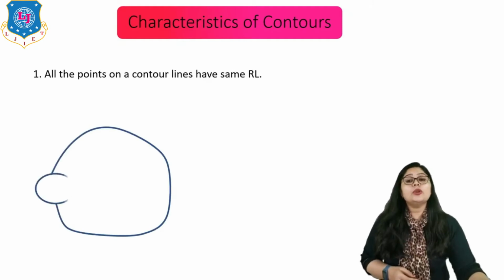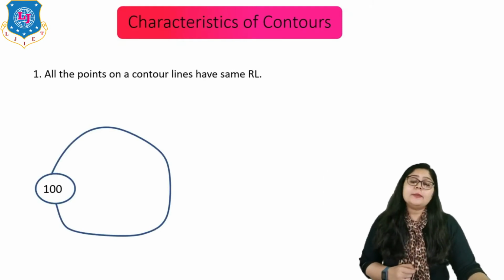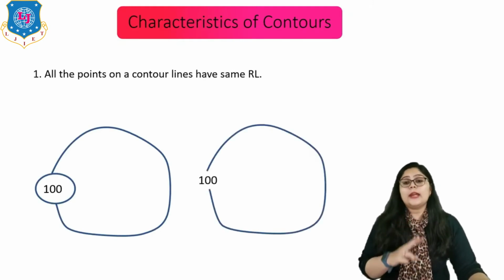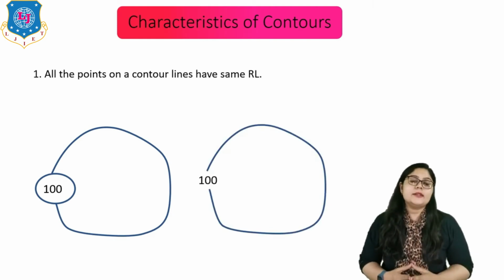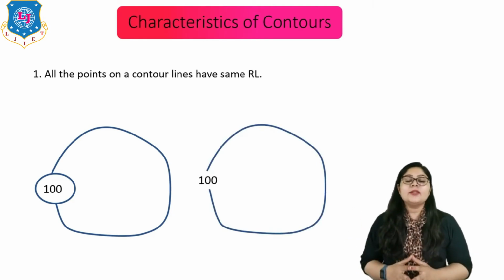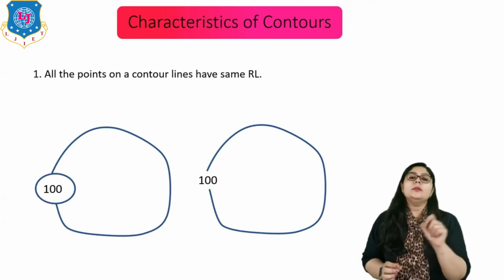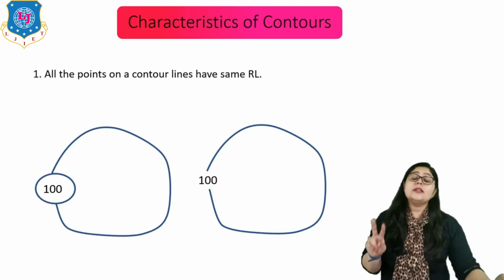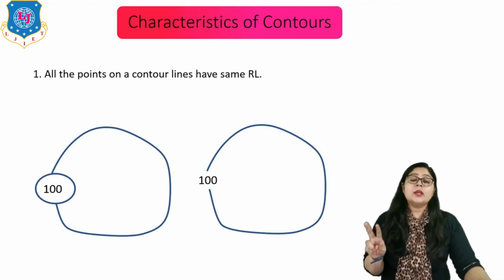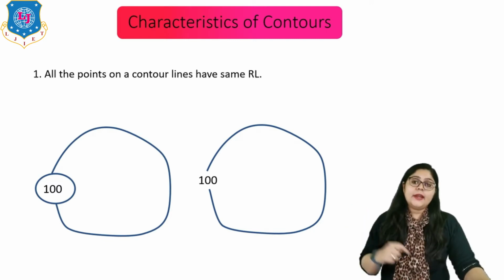So if I want to draw the contour line, I can represent it in two ways. In the first method, you can see that 100 is mentioned in a circle, or in the second method you simply put the value 100 in between the contour lines. So these are the two specific methods to represent contour lines, right?